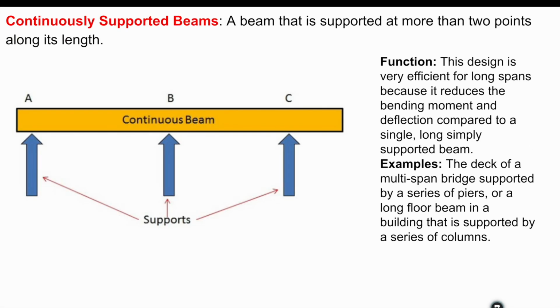Continuously supported beams. This is a beam that is supported at more than 2 points along its length. This design is very efficient for long spans because it reduces the bending moment and the deflection compared to single long simply supported beams. Some examples would be the deck of a multi-span bridge supported by a series of piers, or a long floor beam in the building that is supported by a series of columns.